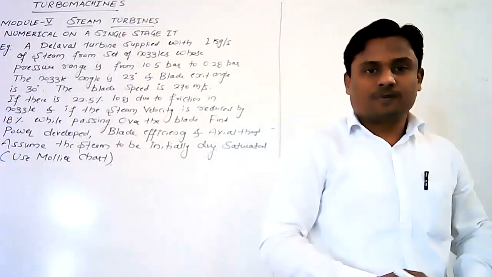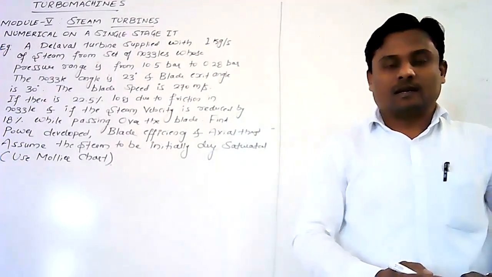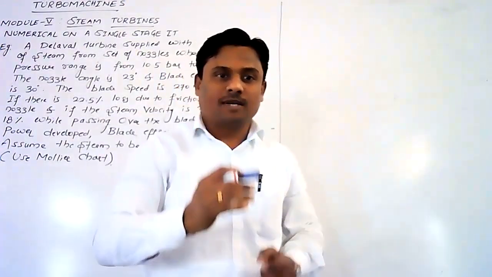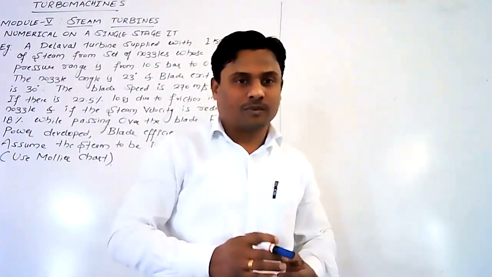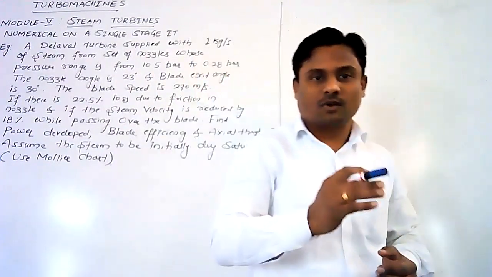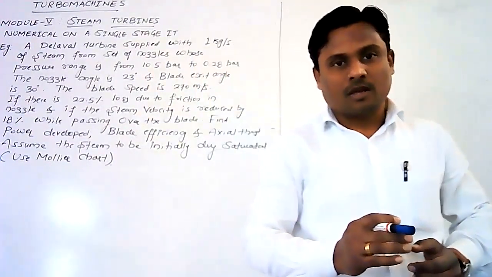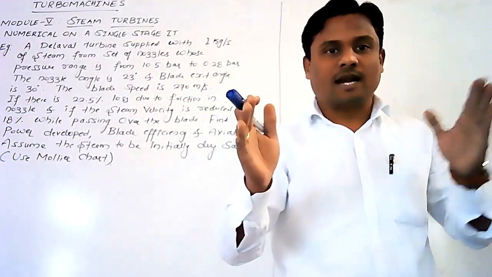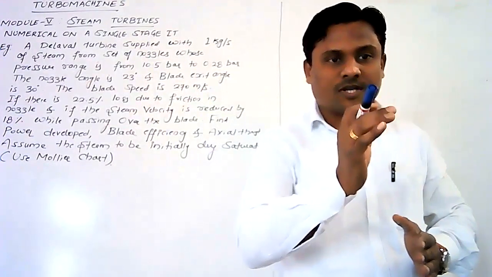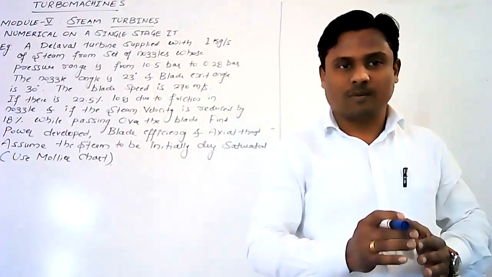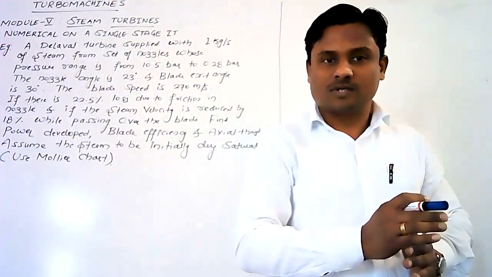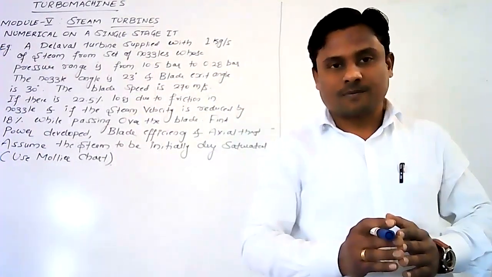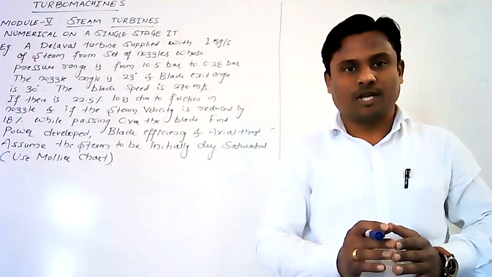Now, in this problem, it can clearly be observed that the velocity of steam at the exit of the nozzle is not given. In fact, he has given the pressure range at the inlet and exit of the nozzle. That is, the pressure at the inlet is 10.5 bar, and at the exit of the nozzle is 0.28 bar. By using these two pressures, we have to use the Mollier chart.